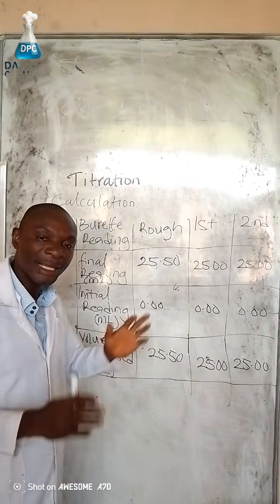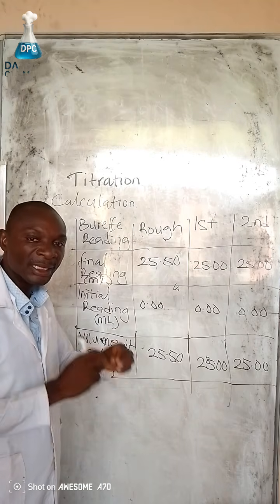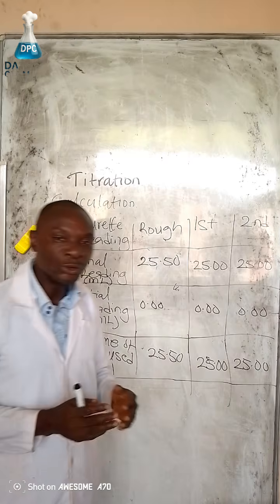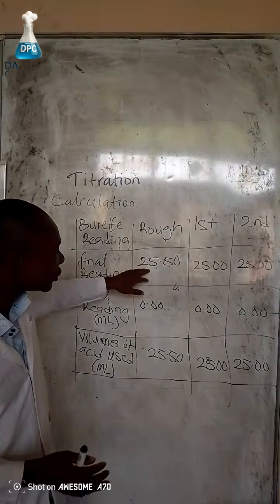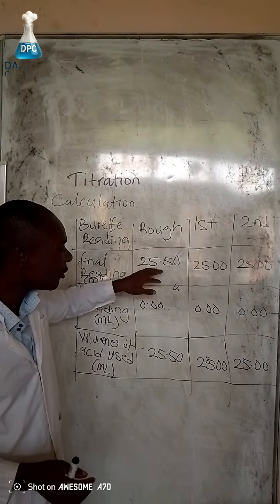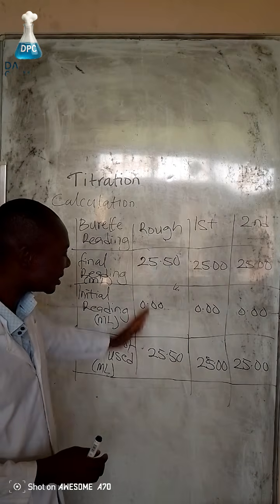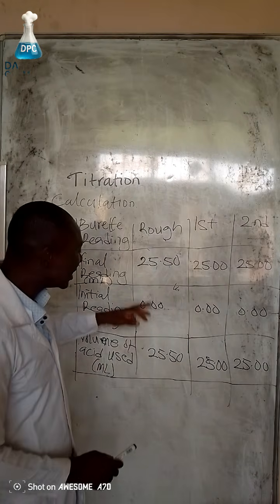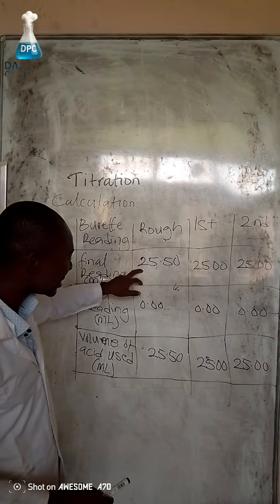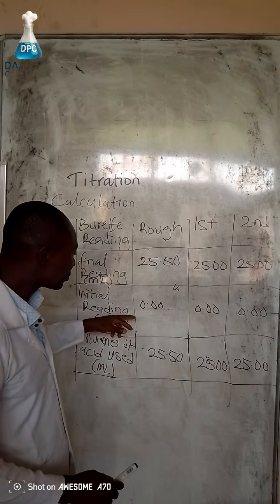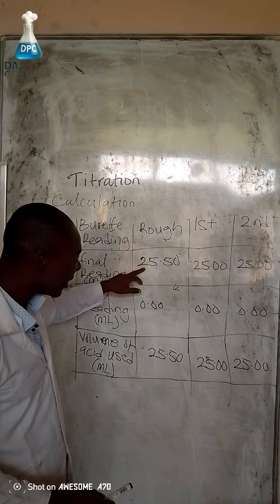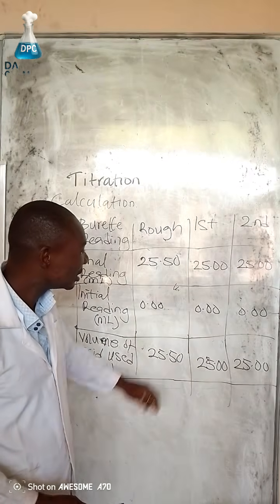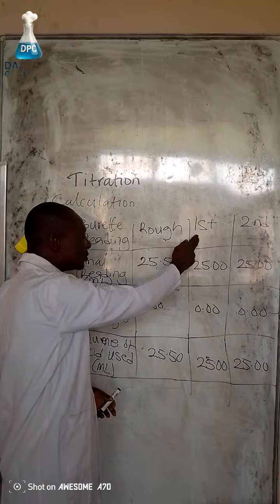That is when the color changed. And so the burette was stopped, and as the burette was stopped, you take the reading, and let's assume that the reading was 25.50. Now, the volume of acid used is the difference between this and this. You subtract the initial from the final. This gives you 25.50.